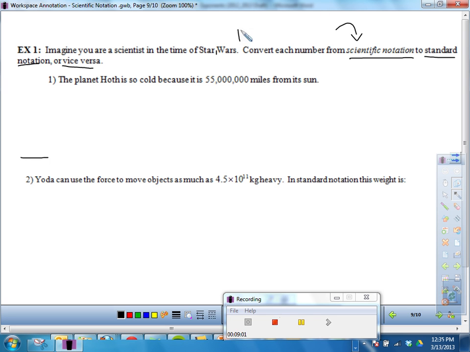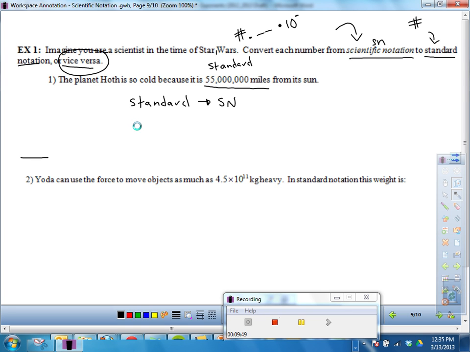Scientific notation, that looks like you having a number times 10 to the power of something. Standard notation, that's just going to be the number itself. Vice versa means that you might go back and forth. So you might go from this to this, or you might go from standard to scientific. So now let's read the question itself. The planet Hoth is so cold because it is 55 million miles from the sun. Okay, right now, is this standard or scientific? This is standard. This is the number itself. So right now, we need to go from standard to scientific notation. And I'm going to use SN to represent scientific notation.